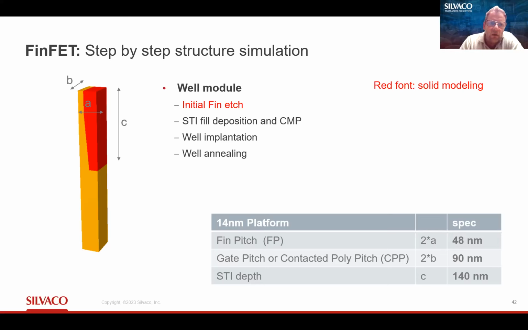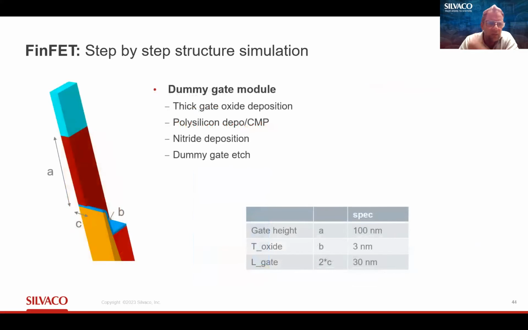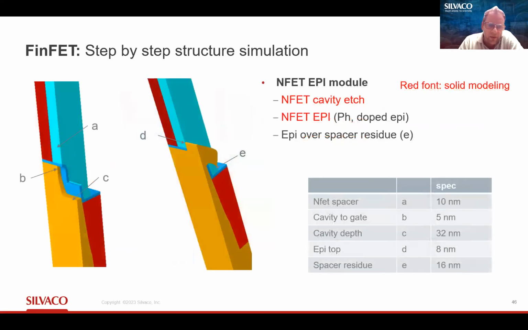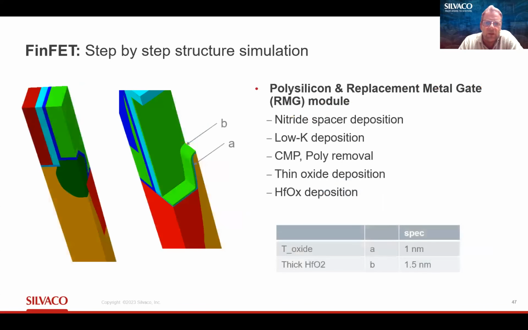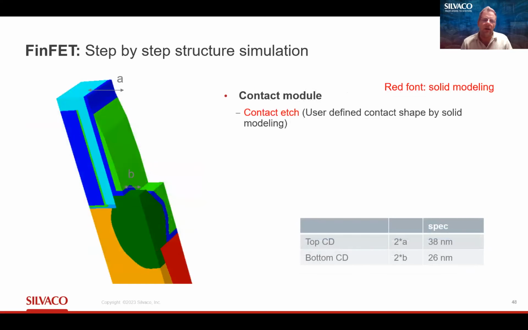Okay, so here you have the well module, here you have the fin module, here I have the dummy gate module. Very important, of course, especially for the P-type, you have this silicon germanium source drain epi module, and then a spacer residue simulation, polysilicon and RMG module. And then you end up with your FinFET structure, in a reasonable amount of time, or simulation time, I should say.